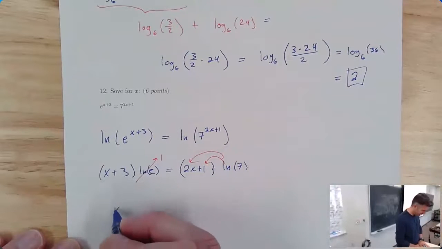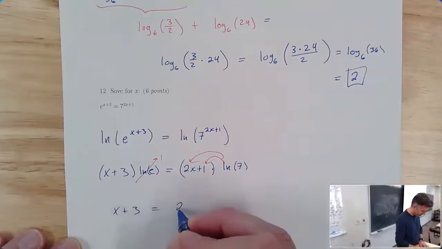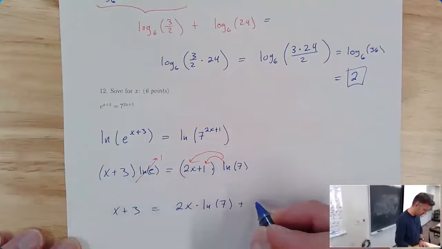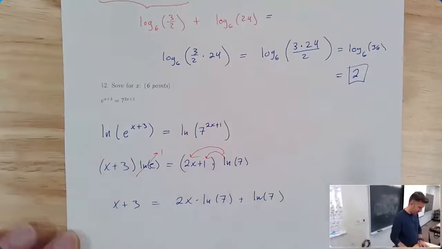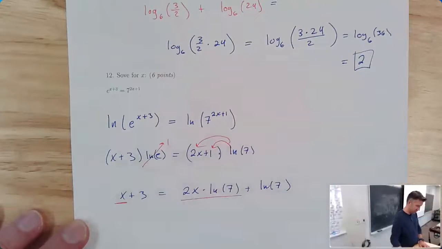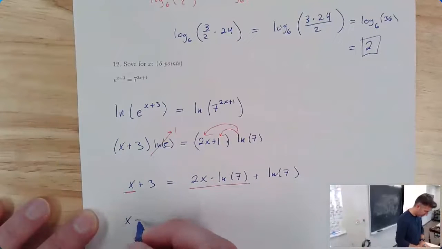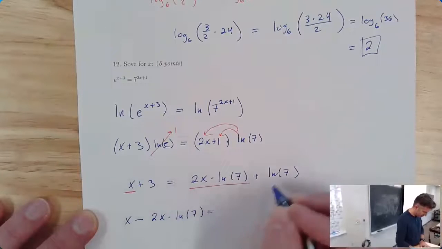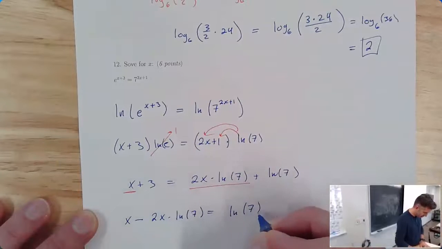So now we've got x plus 3 equal to 2x times natural log of 7 plus 1 times natural log of 7. And now we're going to group all of the things that have an x on the same side. So I'm going to have x minus 2x times natural log of 7 equal to the natural log of 7 minus the 3 over there.